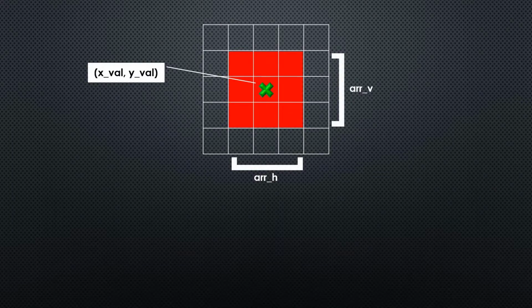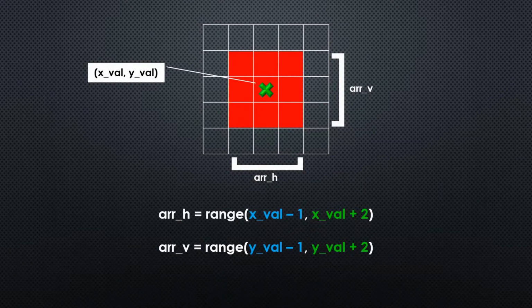So the x and y ranges that we would have to use to define our search space, represented in red, would be array h for horizontal, and that would go from xval minus 1 to xval plus 2, and our v, short for vertical, would go from yval minus 1 to yval plus 2.